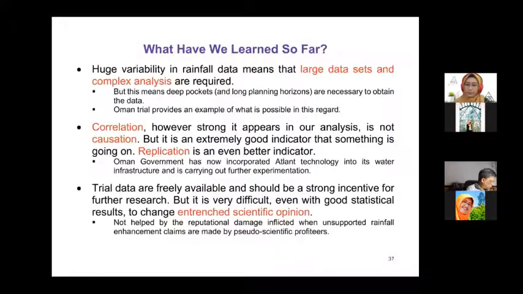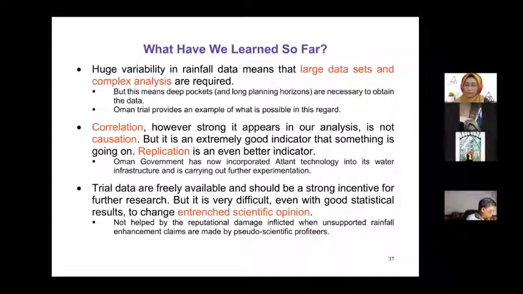So what have we learned so far? There's huge variability in rainfall data. We need large data sets, and I think I've just illustrated one. Fairly complex analyses, but that means you need deep pockets and long planning horizons to obtain the data. And the Oman trial, I think, provides an example of what is possible in this regard.